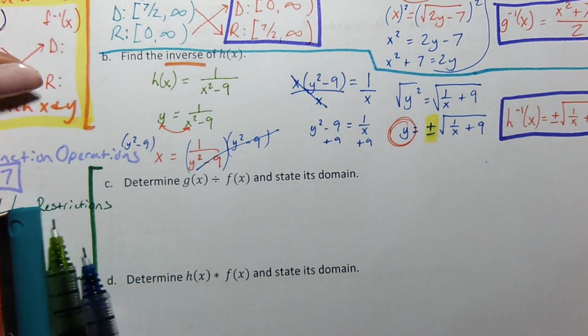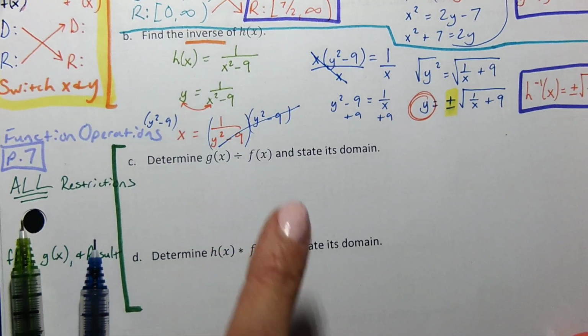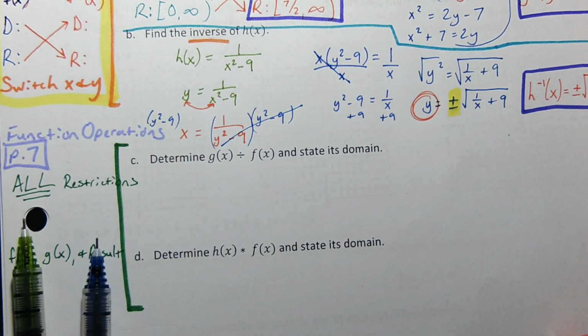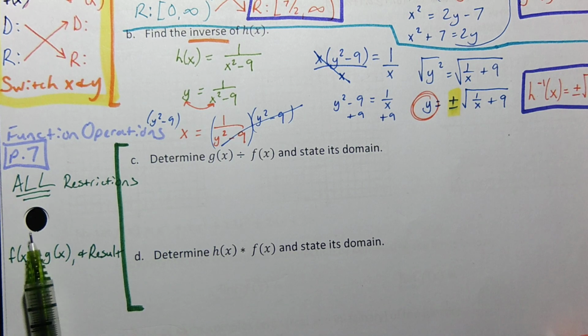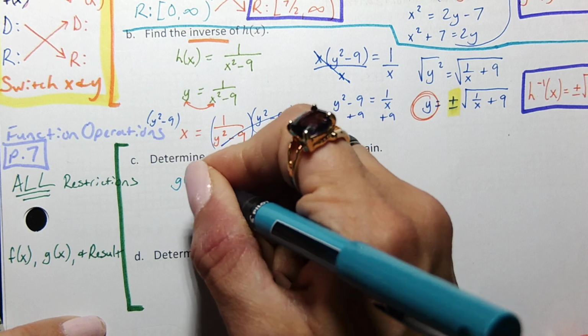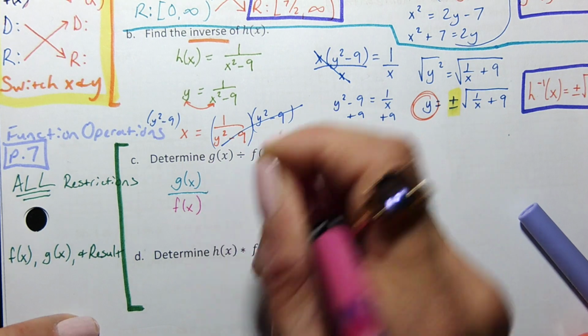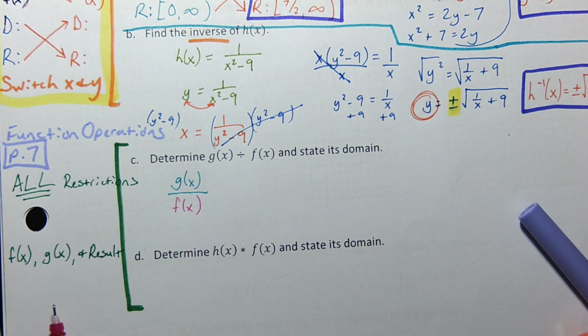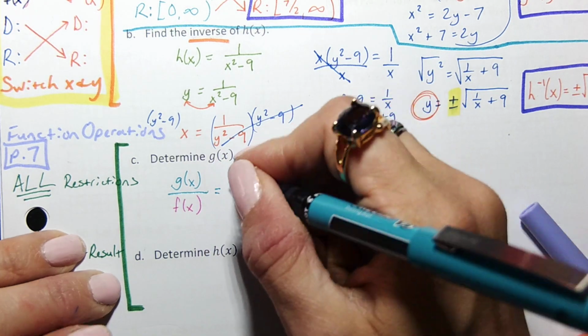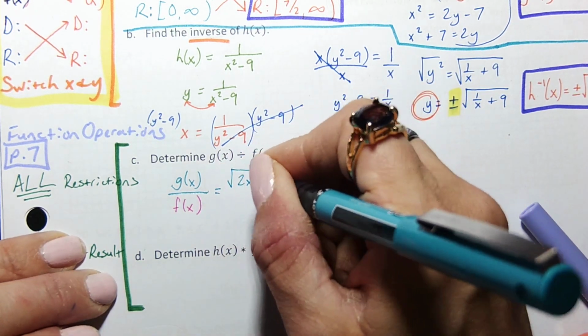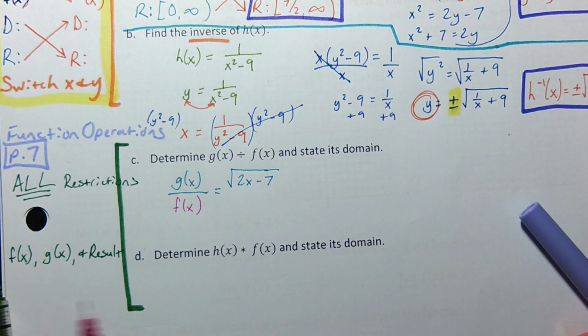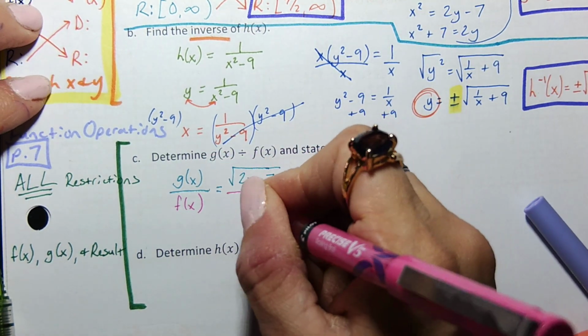Resuming with problem C. This is a function operation problem because I'm taking function g divided by function f. D is also a function operation problem because I'm multiplying function h by function f. So first we need to just carry out the operation and say, all right, what is function g divided by function f? Well, function g is that square root guy, so square root of 2x minus 7. And f of x is x squared.